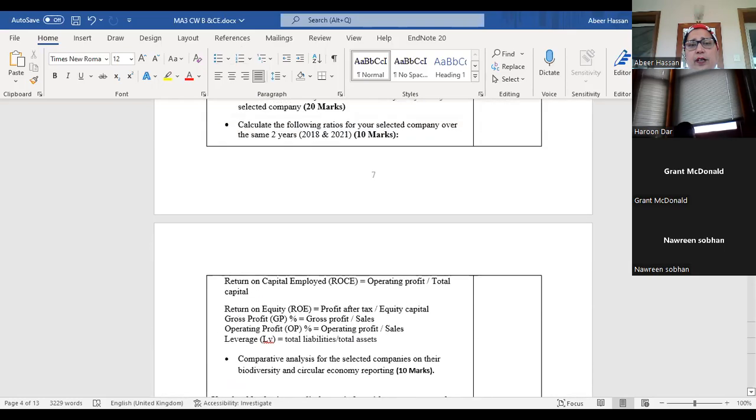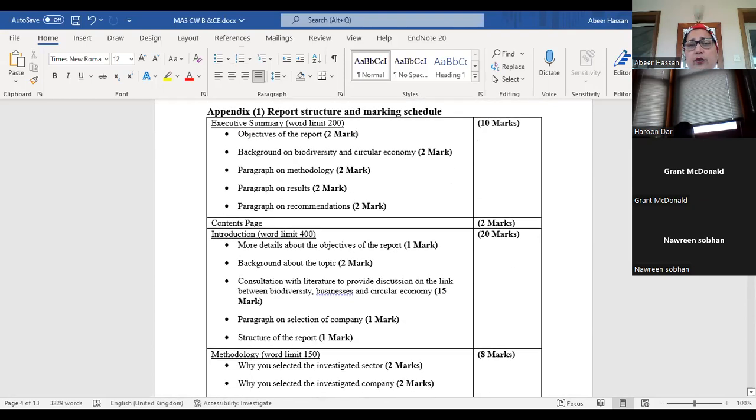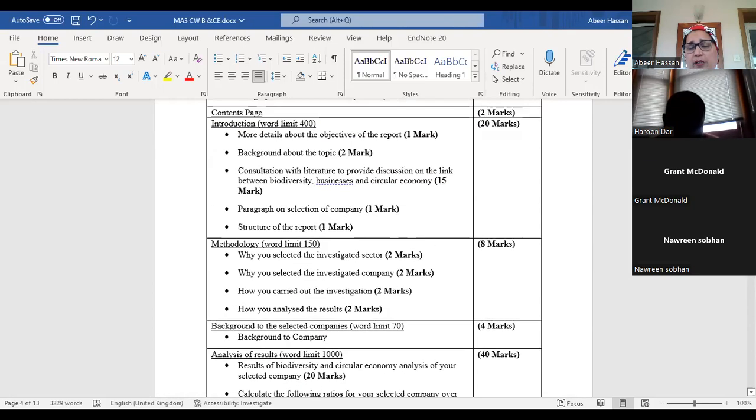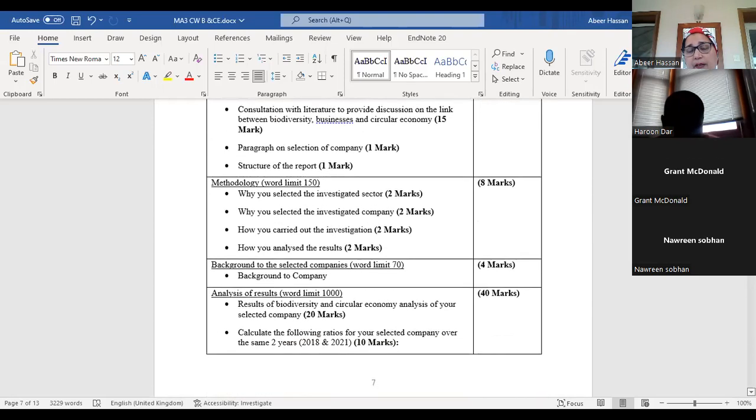Of course, this is the marking schedule that you have to prepare your coursework based on. For this year, I have decided to include something about profits and ratios, because I really need you to find out and let me know in your coursework whether your company, which is doing very well in terms of financial profits, is doing well in terms of biodiversity and circular economy, or whether they are something completely separate. This is what you are going to find out.